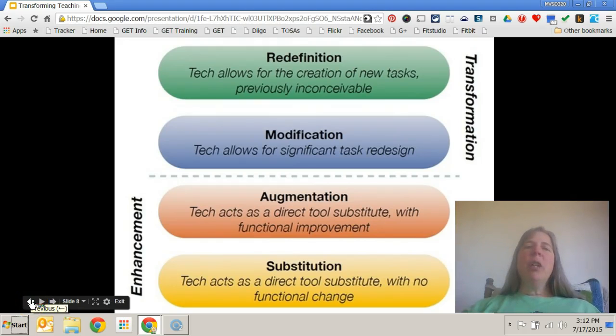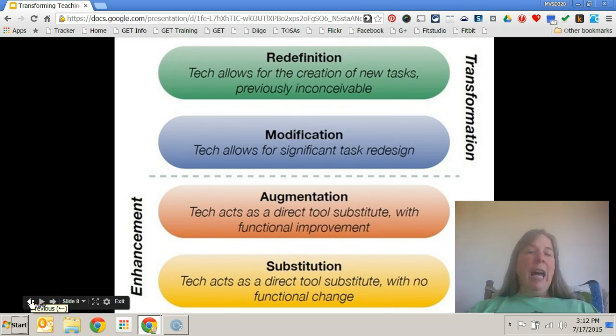Hi, in this section we're going to be looking at one of many different technology models that are out there to help us see how we can evaluate what we're doing with technology in our classroom, decide what's appropriate, and push us a little bit further. One of these models is called the SAMR model, and I've provided lots of different resources for you to look at to get an idea.